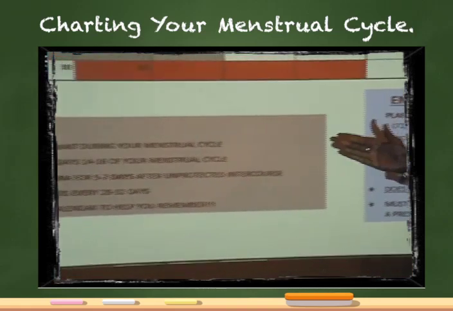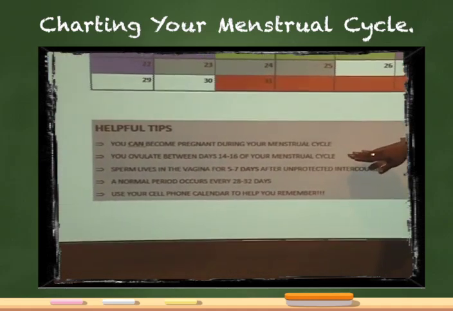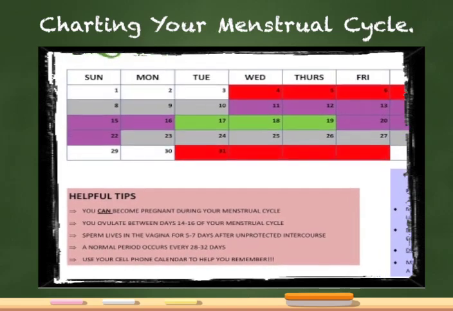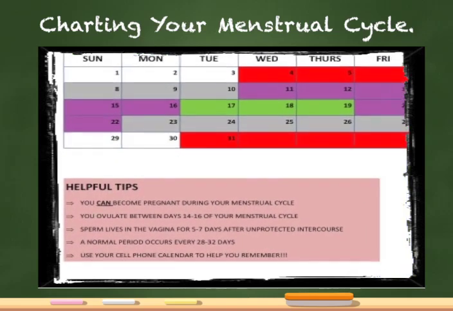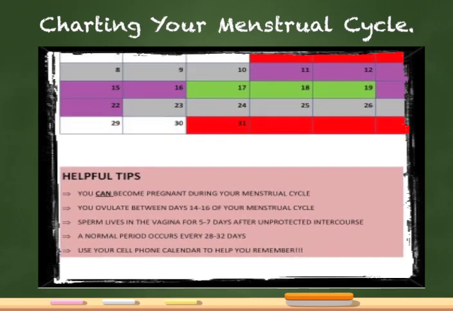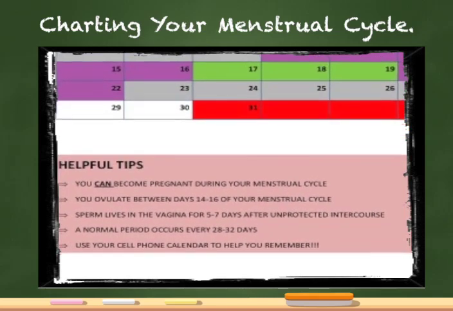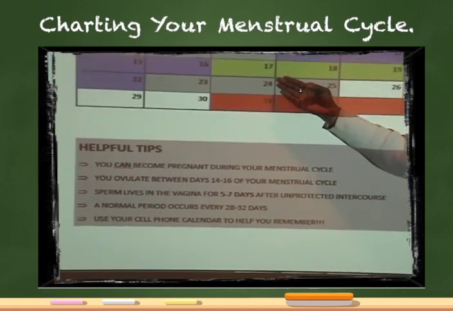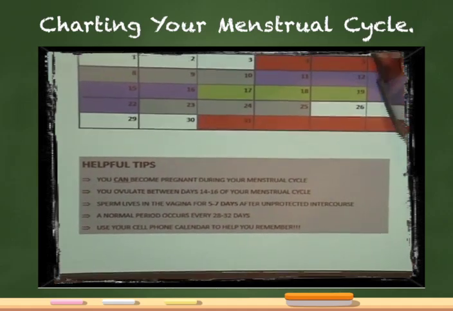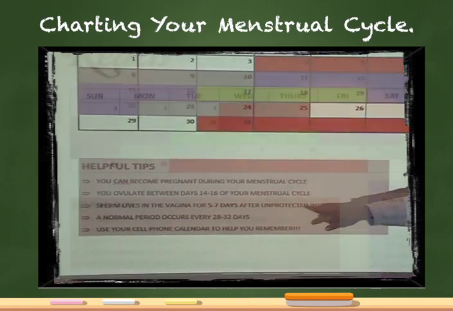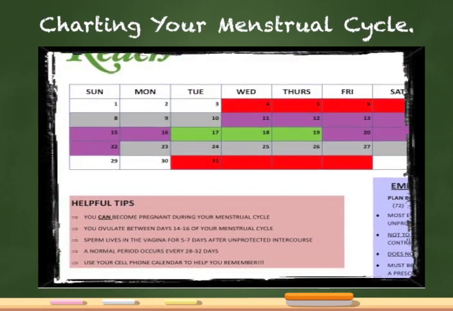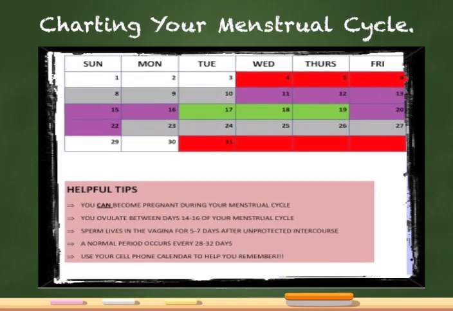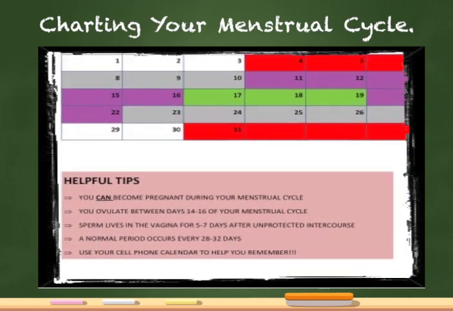Now, some helpful tips to remember. You can become pregnant during your menstrual cycle. Now, some people do have sex during their period, so just know that your egg can be fertilized during your period. You ovulate between the 14th and the 16th day, it's the green area, and again, we're talking about a 28-day cycle. Sperm lives in your vagina 5 to 7 days after unprotected intercourse. A normal period can occur anywhere between 28, 32, 33 days.